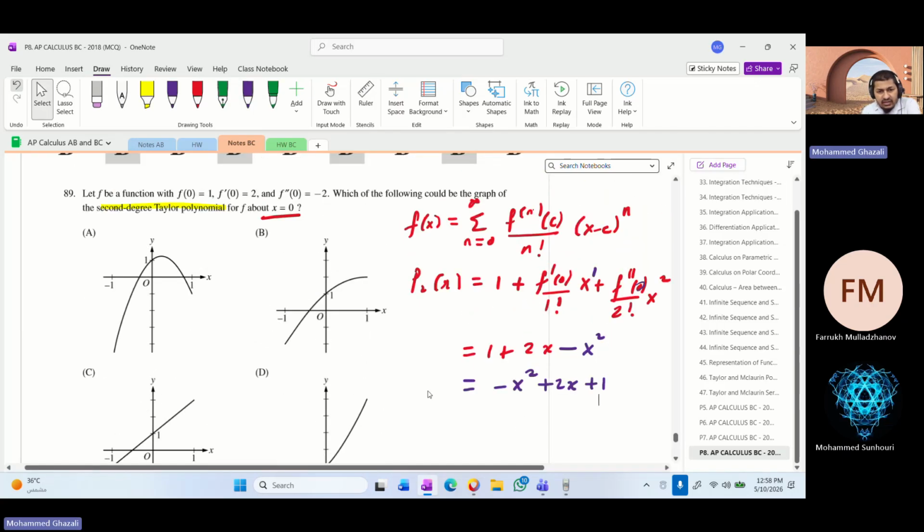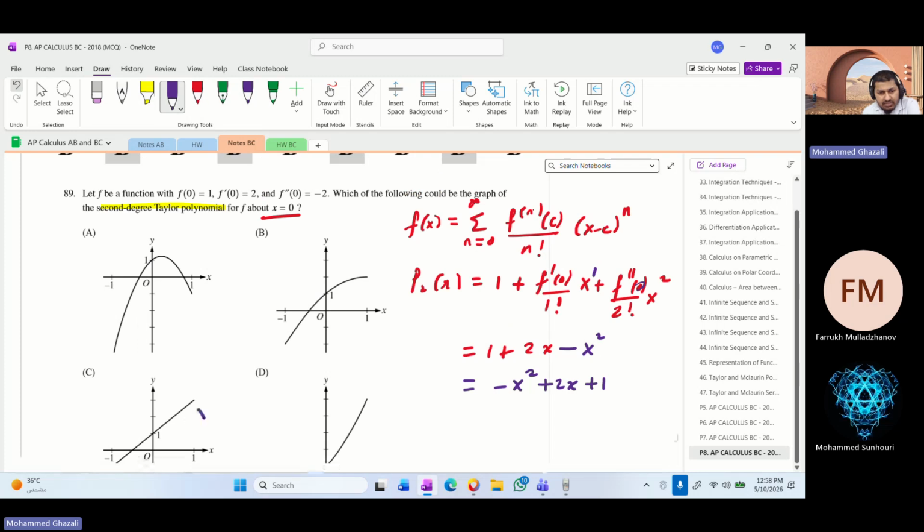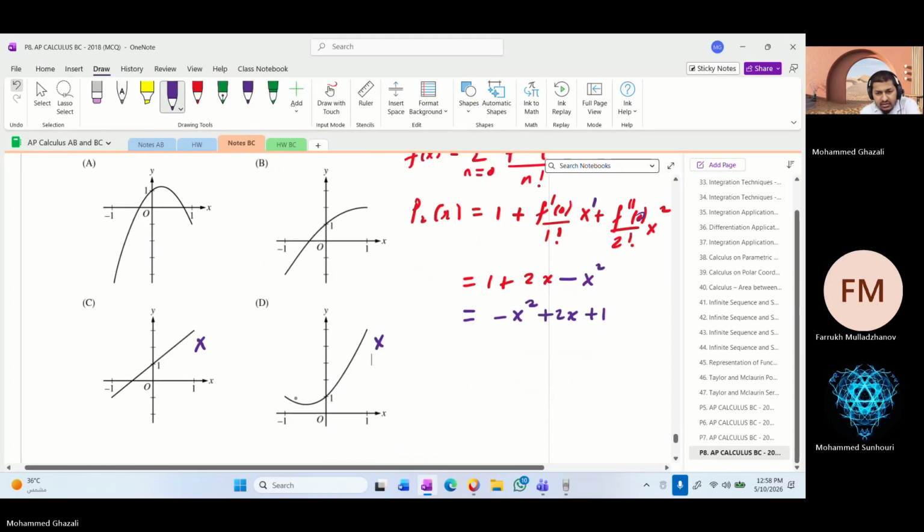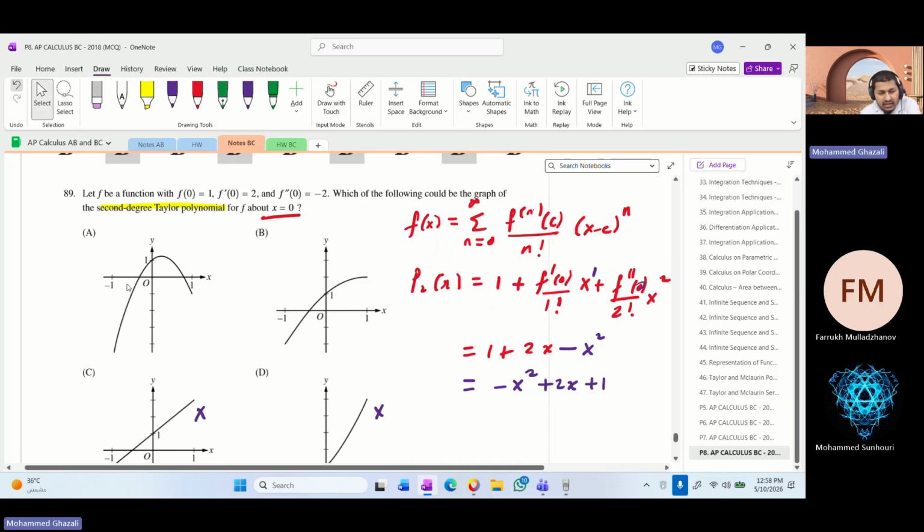So which graph can it be? It can't be a straight line. It can't be positive quadratic because that's concave up. It can either be A or B. Now we need to check.